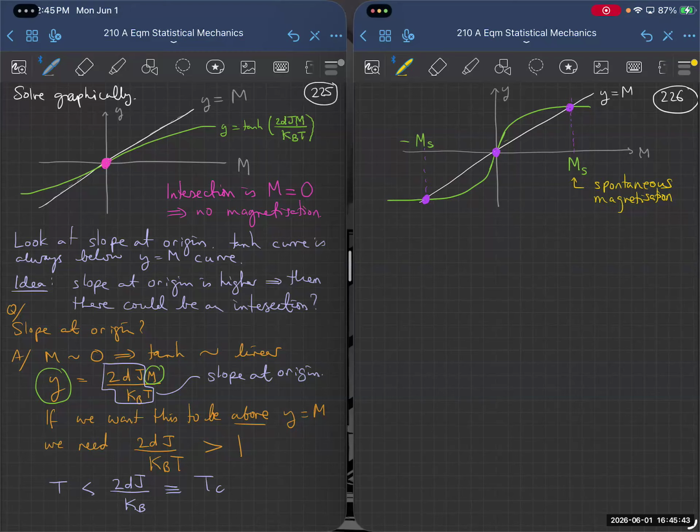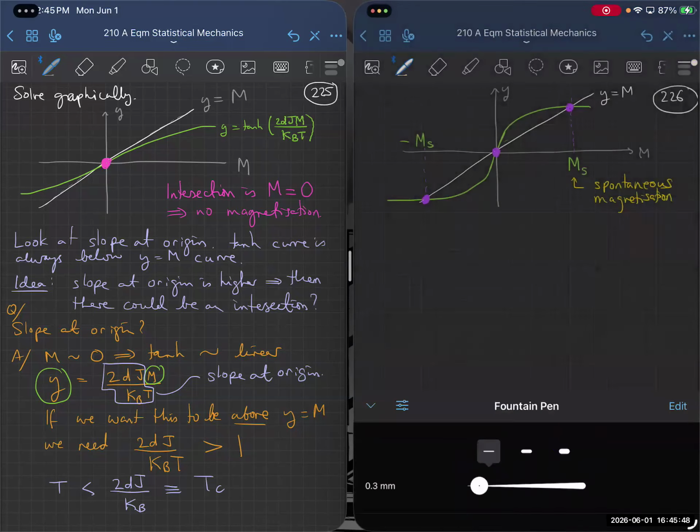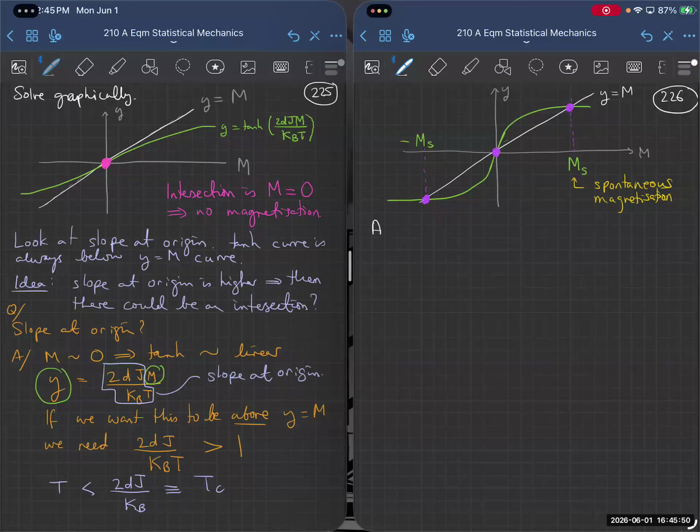And this occurs when t is less than tc. And I think you can see that intuitively: as t tends to tc from below, then what's going to happen? The gradient at the origin is getting smaller and smaller. So then the spontaneous magnetization is going to tend towards the origin, and so is going to tend to zero.